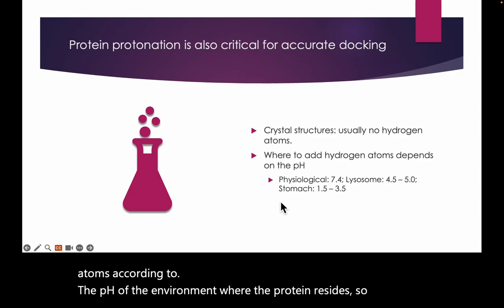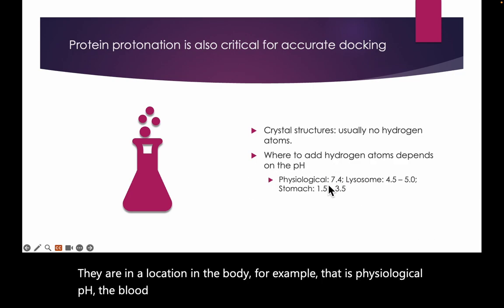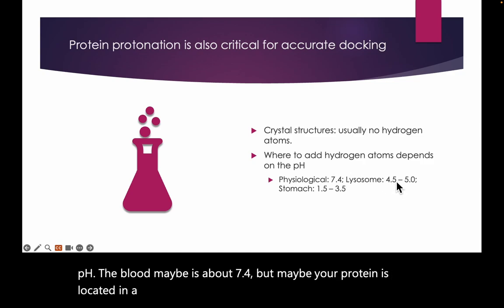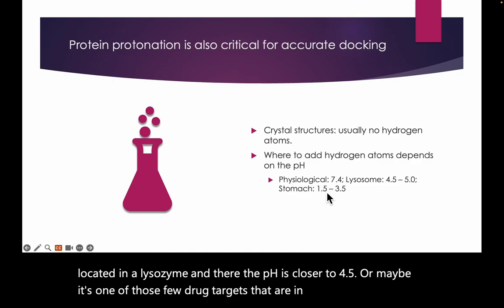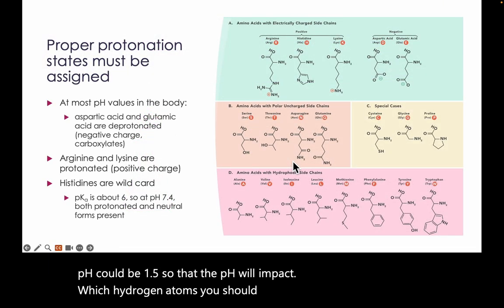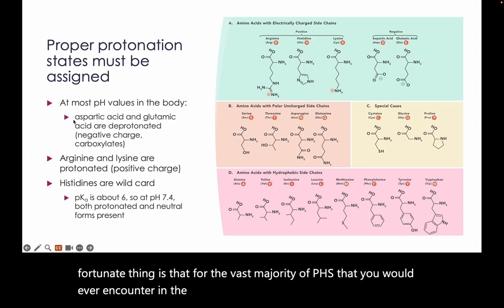So for the vast majority of proteins, they are in a location in the body, for example, that is physiological pH, the blood maybe, is about 7.4, but maybe your protein is located in a lysosome, and there the pH is closer to 4.5, or maybe it's one of those few drug targets that are in the stomach where the pH could be 1.5, so that the pH will impact which hydrogen atoms you should add to your protein. But the fortunate thing is that for the vast majority of pHs that you would ever encounter in the body, the protonation states are pretty unambiguous.